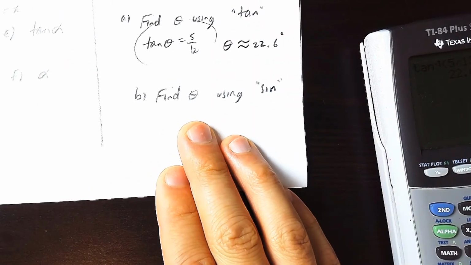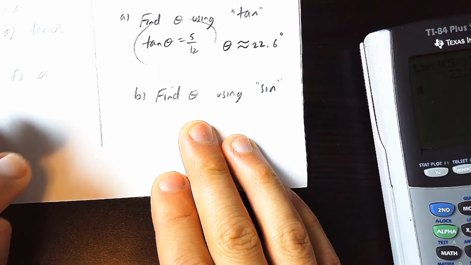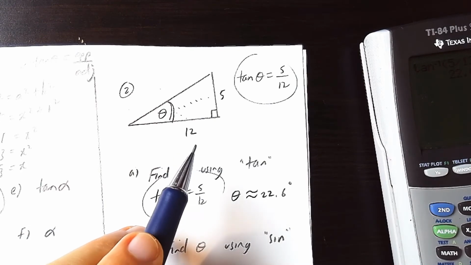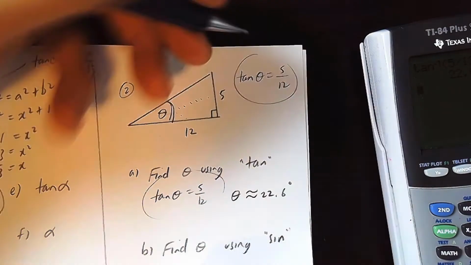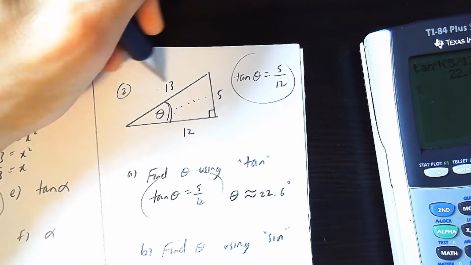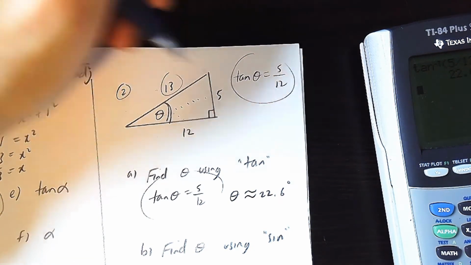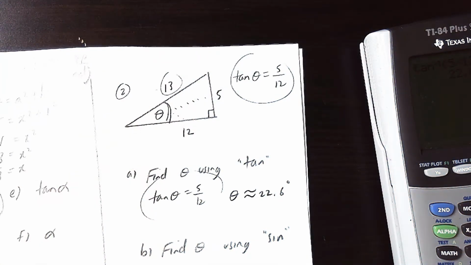So now we're going to find theta using sine. Now wait a minute, how can we use sine? We only have the opposite and adjacent. Well, you can use your Pythagorean theorem. 5, 12, 13. And please memorize these. Memorize 3, 4, 5, 5, 12, 13. This is a nice Pythagorean triple that comes up a lot.